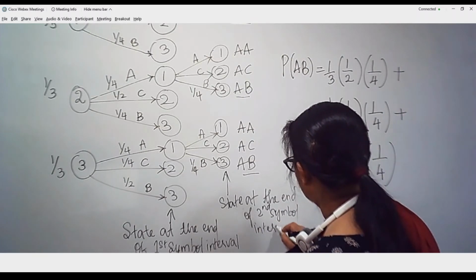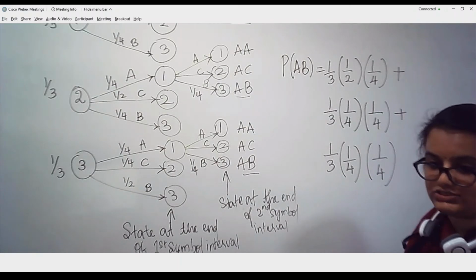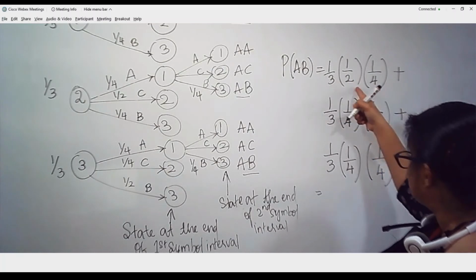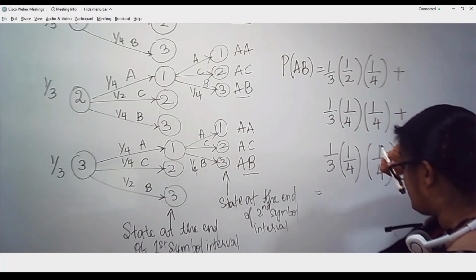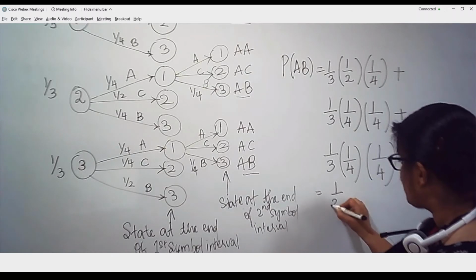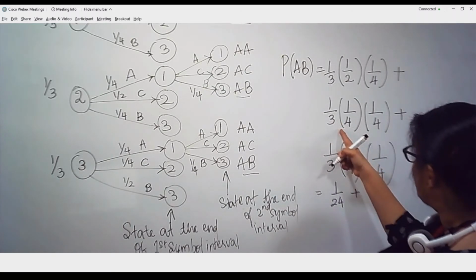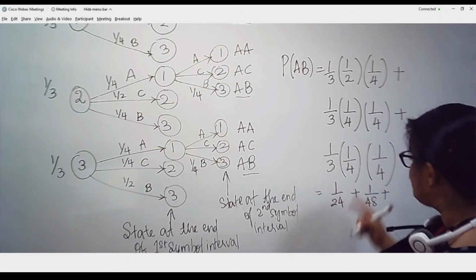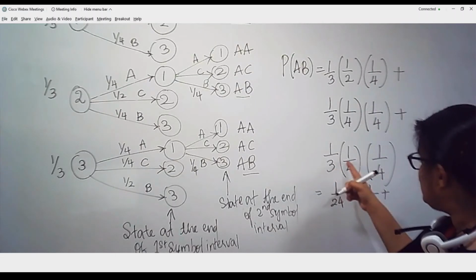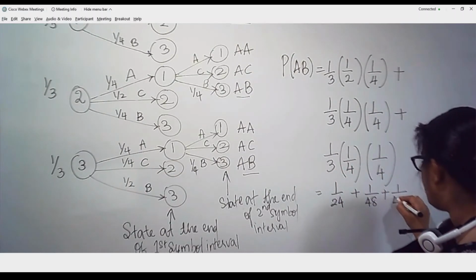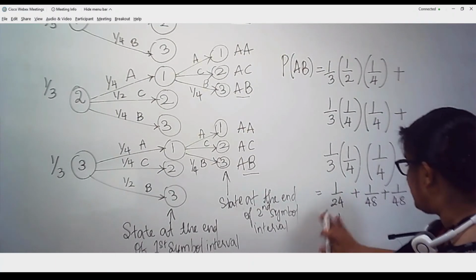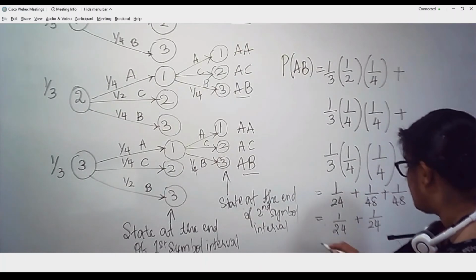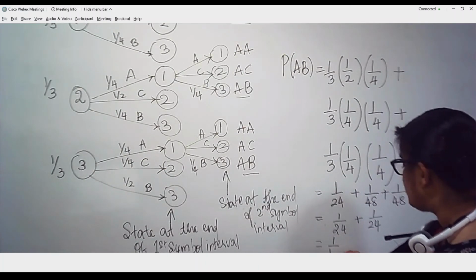Okay, so I have generated 2 symbols now. If you put all these together, you are going to get the probability of AB. So what is this? 1 by 6 into 1 by 4, which is equal to 1 by 24, plus 1 by 12 into 1 by 4, which is equal to 1 by 48, plus 1 by 12 into 1 by 4, which is equal to 1 by 48. So 1 by 48, 1 by 48, when you add them together, you are going to get 1 by 24. 1 by 24, 1 by 24, if you add, you are going to get 1 by 12.